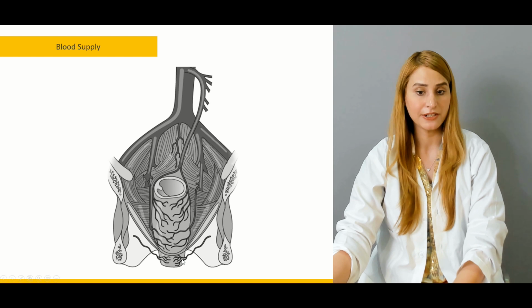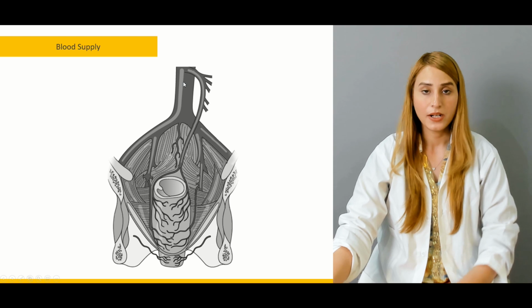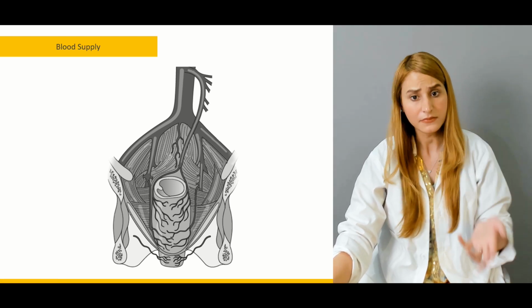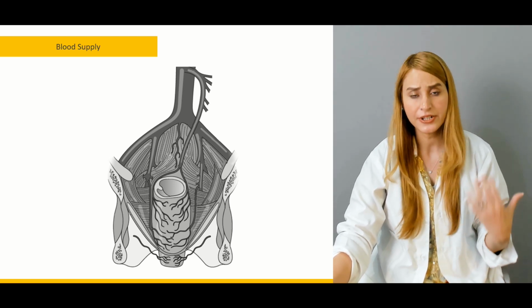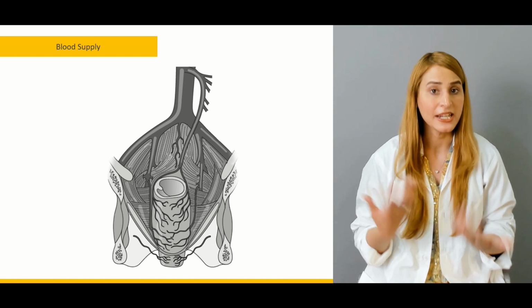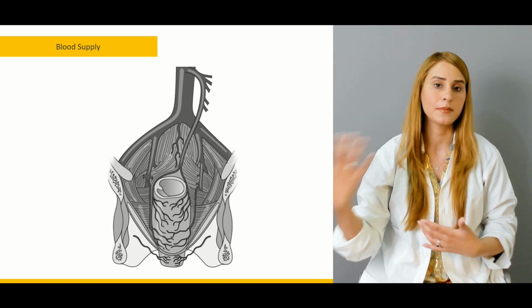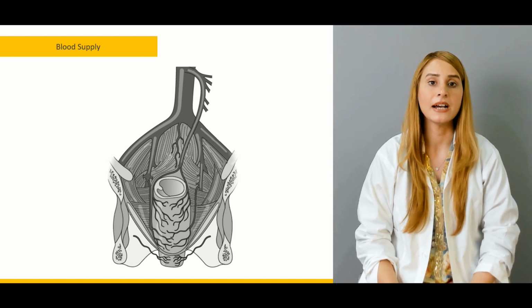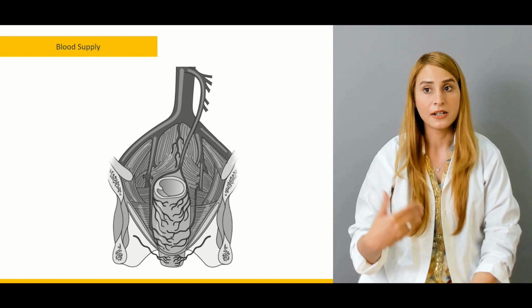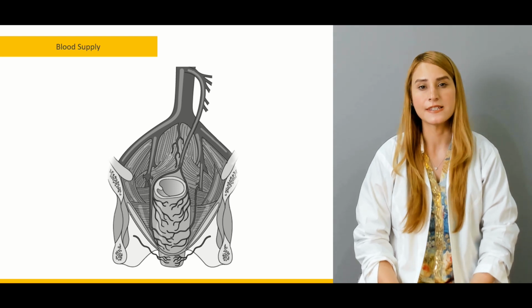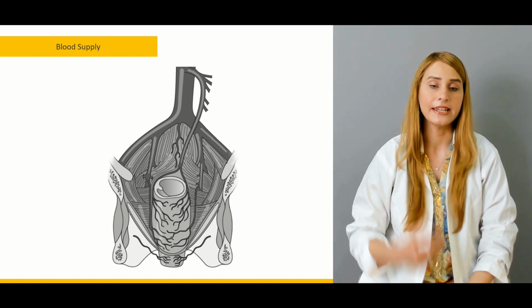And this internal perineal artery is a branch of the internal iliac. So you have to keep in mind, the upper part is supplied by the superior rectal artery, which is a branch of the inferior mesenteric artery. The middle part of the rectum is supplied by the internal iliac directly, which is coming from the common iliac, and the lower part of the rectum is supplied by the inferior rectal artery.